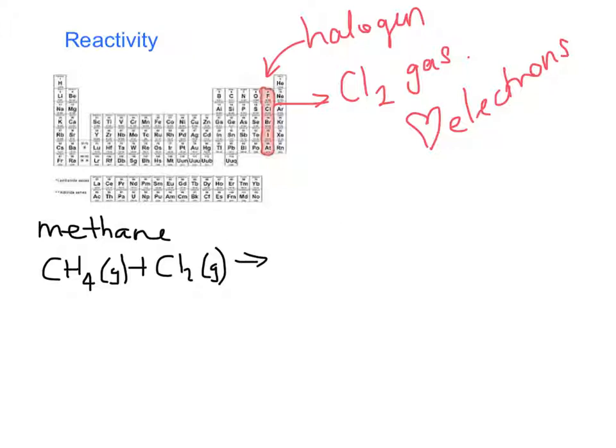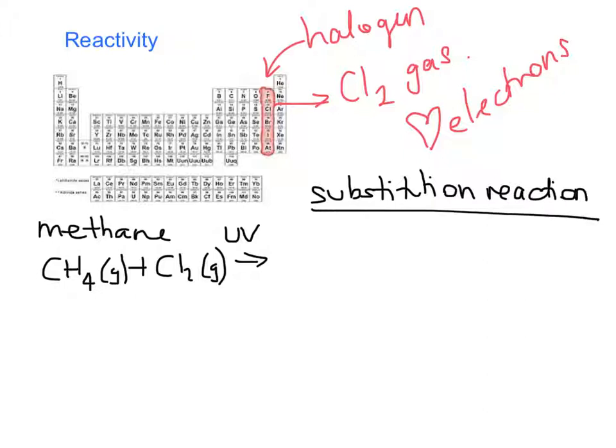Now what happens is, when we have our methane and we're adding our chlorine gas, it has to be under the presence of UV light. If there is no UV, let's say you're in a dark room or perhaps just don't have UV lights, the reaction won't take place. Well, it does take place, but it's extremely slow. So the UV makes this happen. And what specifically happens here is something called a substitution reaction. So I'll just write that here. Okay, so it's a substitution reaction.